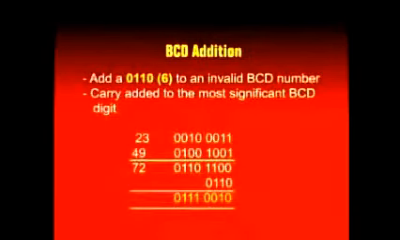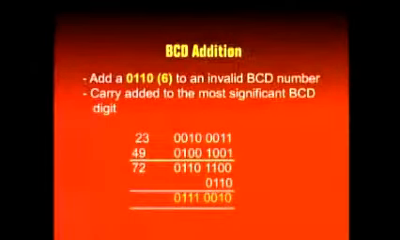When addition of BCD digits results in an invalid BCD number or a carry, the number 0110, which represents decimal 6, is added to the result. Reconsidering the addition of BCD 23 and 49, the addition of digits 3 and 9 results in 1100, an invalid BCD number. A 0110, which is decimal 6, is added, which results in 0010, and a carry, which is added to 0110 to result in 0111. Now, the BCD number 0111 0010 represents 72, which is the correct answer.